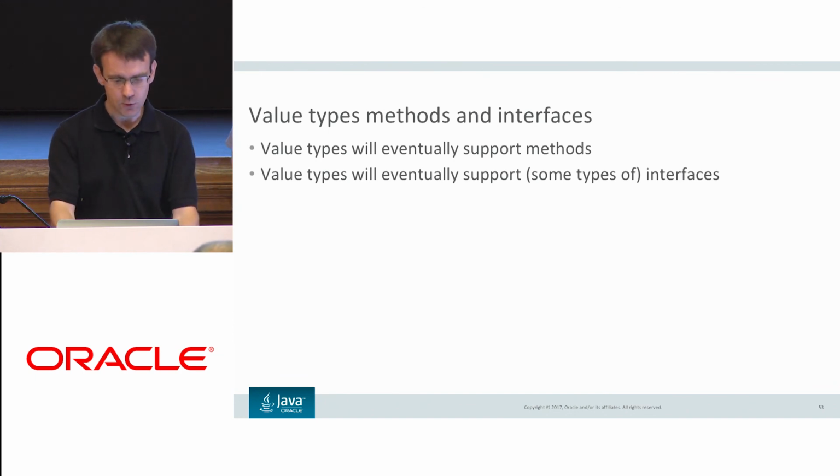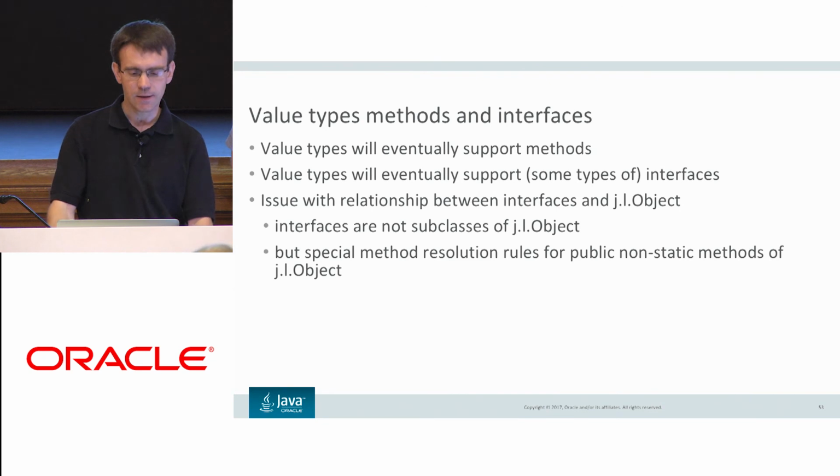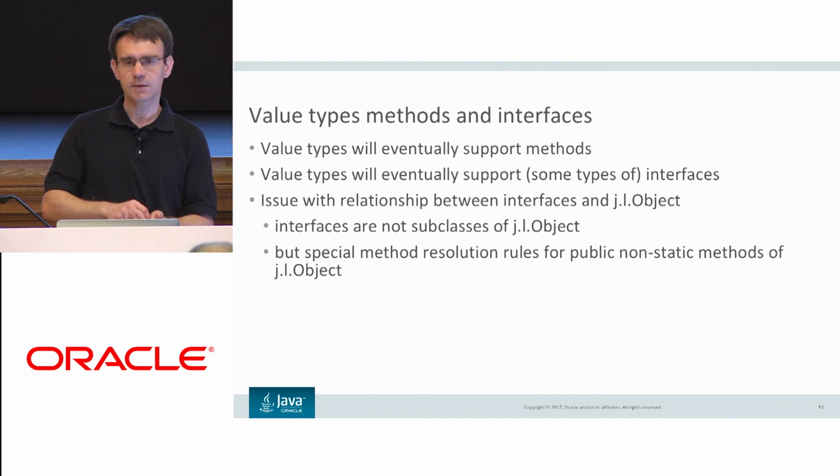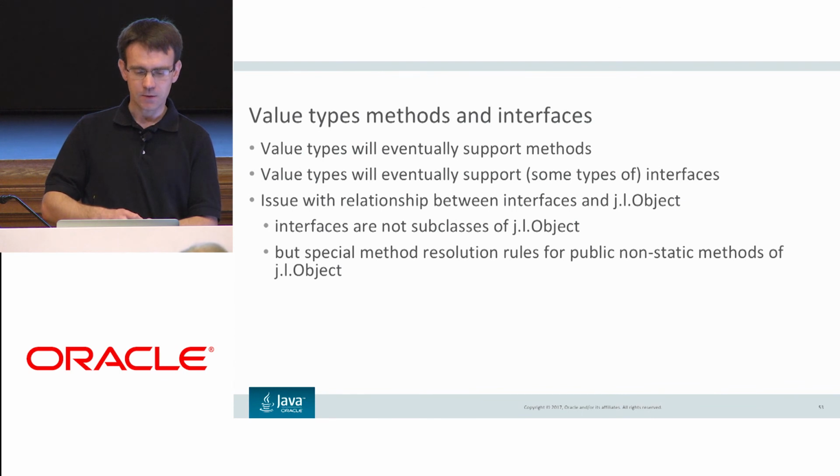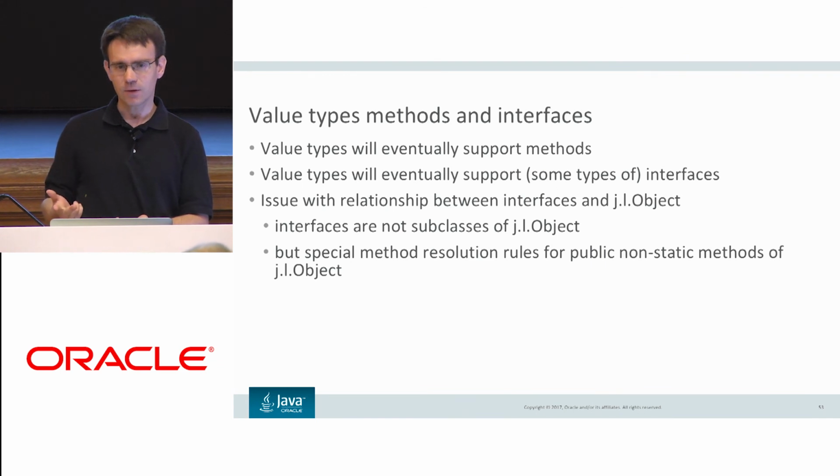This is still an open question, because we have a lot of issues right now with the relationship between interfaces and java.lang.Object. So many people think that interfaces are subclasses of java.lang.Object because they have all the methods. In fact, no, an interface cannot extend a class. But in the JVM specification, there are some special method resolution rules that state that public non-static methods of java.lang.Object must always resolve successfully when you are dealing with an interface. Unfortunately, among these methods, we can find wait and notifyAll, which have no meaning for value types, which do not have an identity.